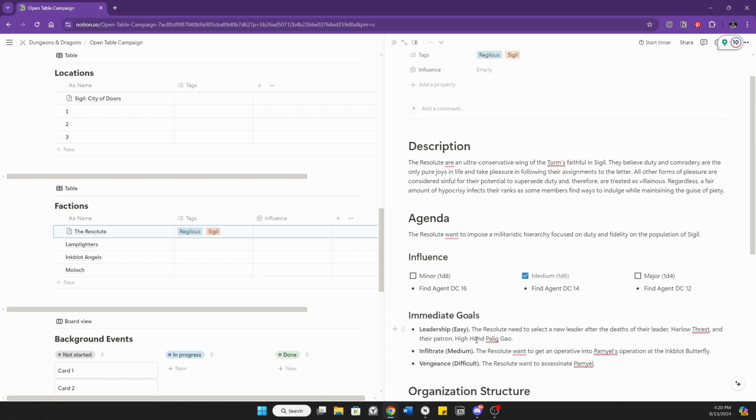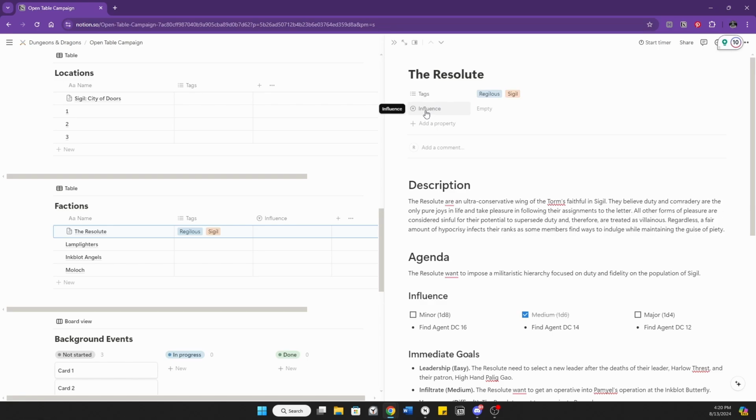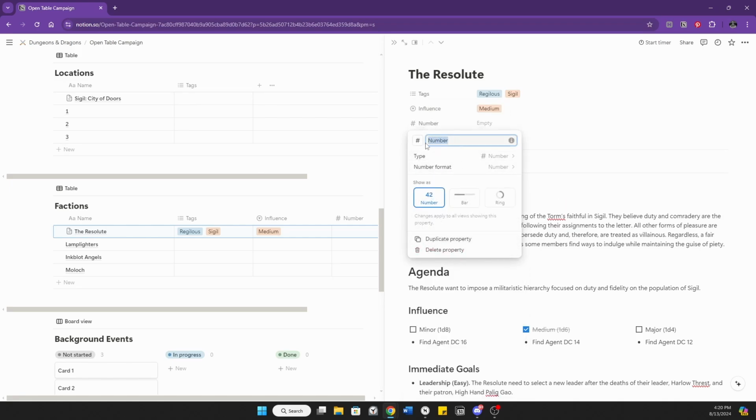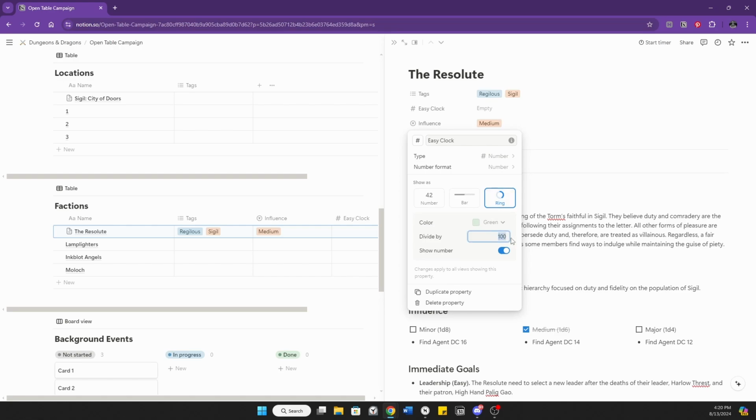We're going to do that by building out some progress clocks for these goals. What I do for that is I come up to my headers here within Notion, and for influence, I'm going to pick medium there so that it populates on my table here. But I'm also going to build 3 new properties. The first one's going to be a number type here, and it's going to be called an easy clock. And we're going to make that a ring, divided into 4 segments.